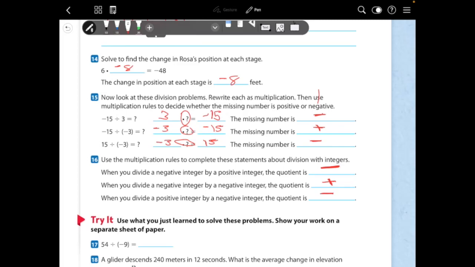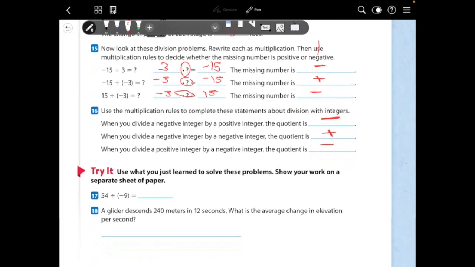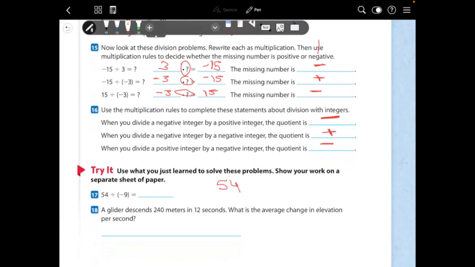Now use what you just learned to solve the following problem. 54 divided by negative 9, or negative 9 goes into 54 how many times? Well, I know 9 times 6 is 54, so this would have to be negative 6. I want you to solve 18 on your own. This might be on the test next week, so keep that in mind.